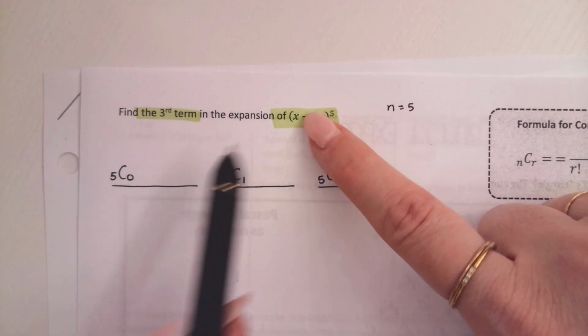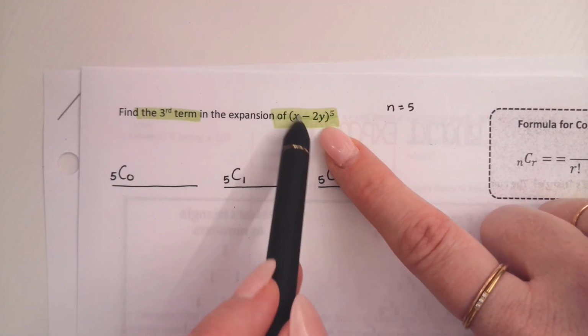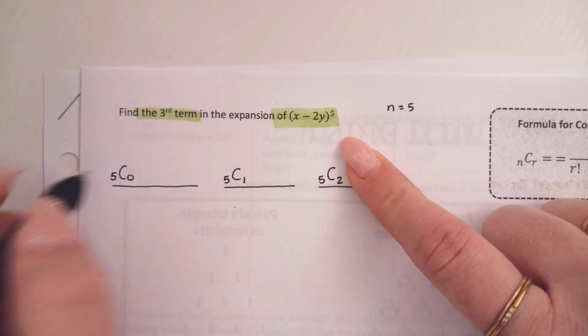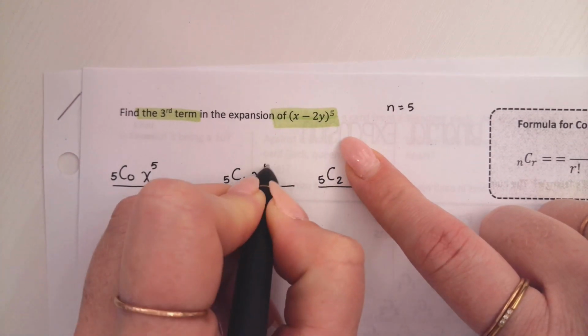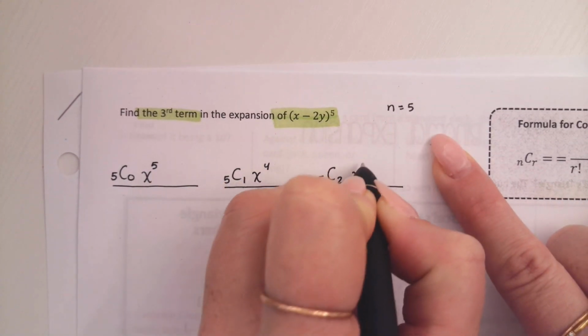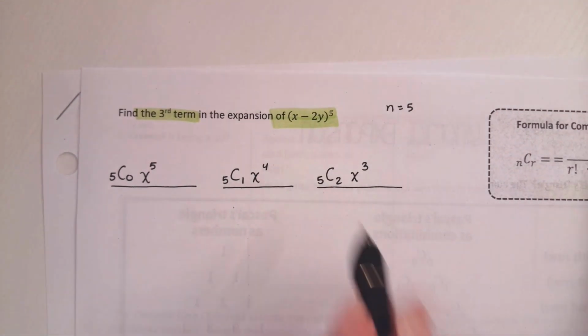Okay, and then I'm going to have my x, my 1st term of my binomial, with my highest exponent. So it's going to have an x to the 5th. It's going to have an x to the 4th, and then this one, my special one, will be x to the 3rd. This is the one I care about.